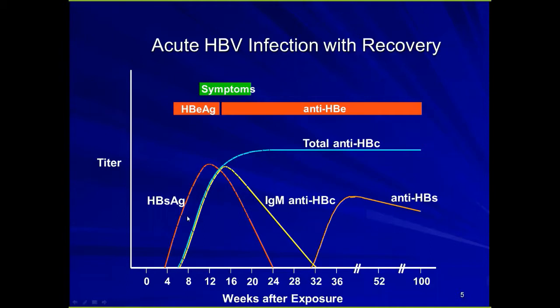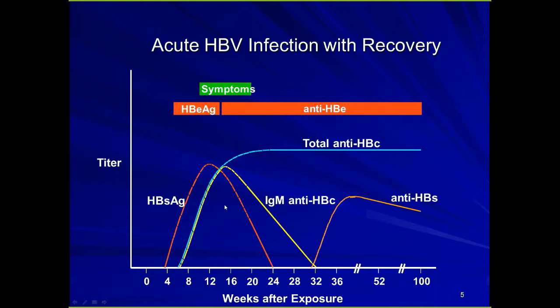Like I said, most adults will clear the virus. So if I get infected, the first thing that goes up is my virus, right? The virus is not shown on the slide. Virus shoots up, the surface antigen goes up, and the core IgM goes up soon thereafter. If I'm going to clear the infection, my core IgM comes down, the total antibody goes up, and the surface antigen then gets converted to surface antibody, right?